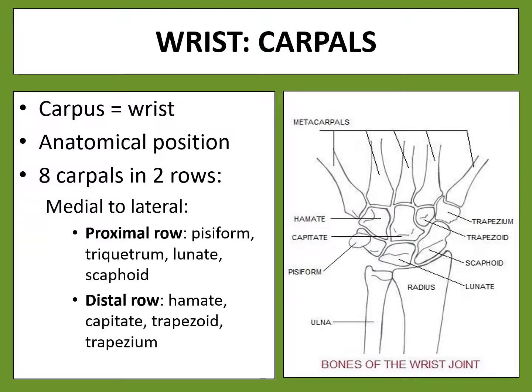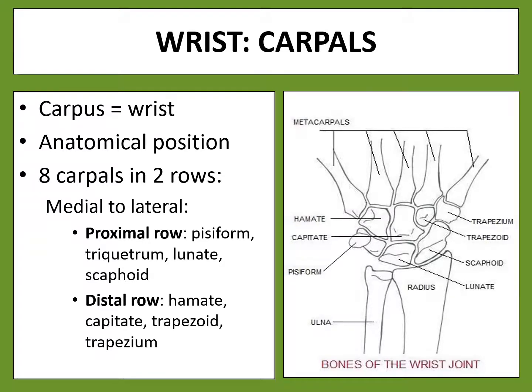They are listed from proximal row to distal row and from medial to lateral. Reminder that medial and lateral direction is determined from the anatomical position. So in the anatomical position, arms are at your side and you are in a fully supinated position.